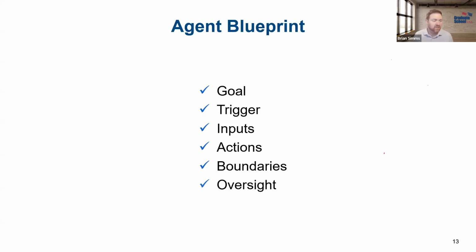And lastly, there has to be some sort of oversight. When is a human involved? What is it that they review? What is it that they approve? Under what conditions do they intervene? If you're mapping all this out and this section is blank, it's not ready. You go back to the drawing board.